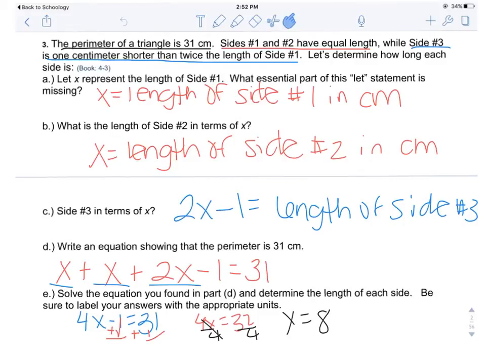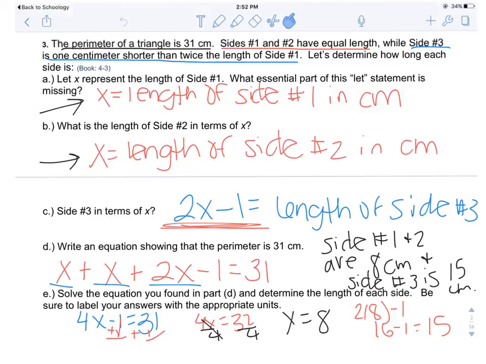So we know that if x is 8 centimeters, that's going to be the length of side 1 and the length of side 2, and then we can calculate what the length of side 3 is going to be. We're going to plug 8 back into this equation right here, so we'll take 2 times 8 minus 1, so 16 minus 1 is 15. So we know that the length of side 3 is going to be 15 centimeters. So we would finally say that side 1 and 2 are 8 centimeters and that side 3 is 15 centimeters.